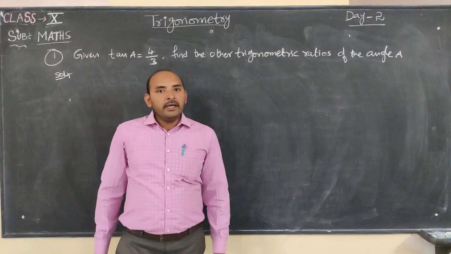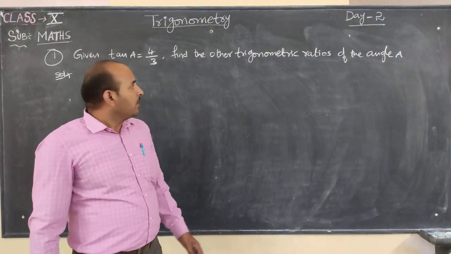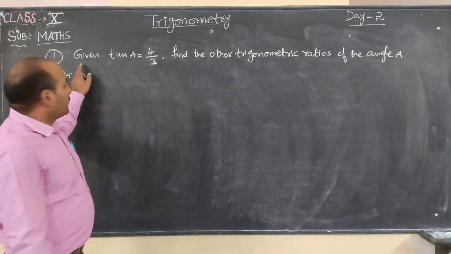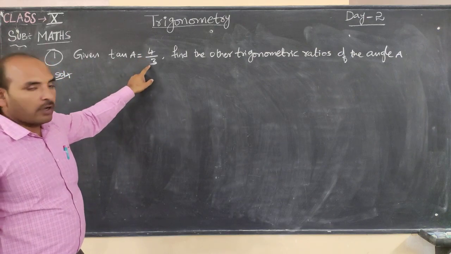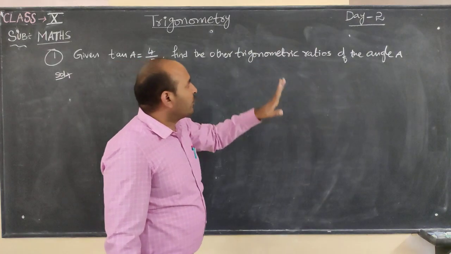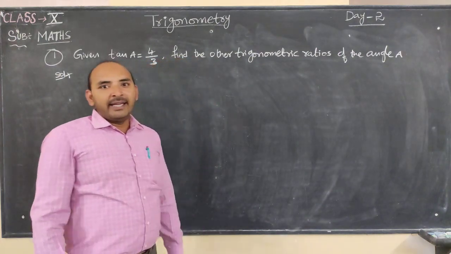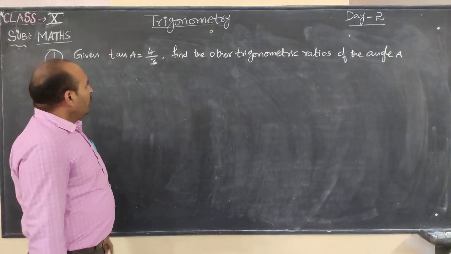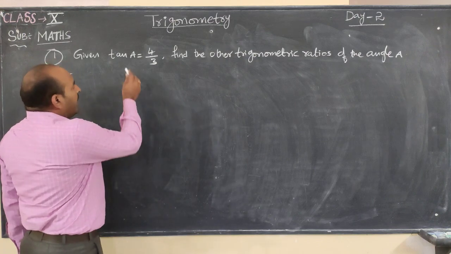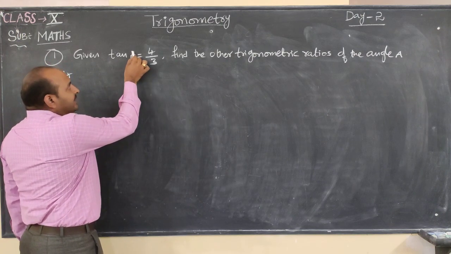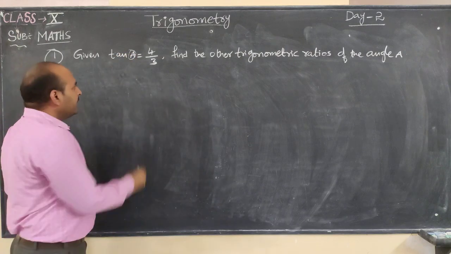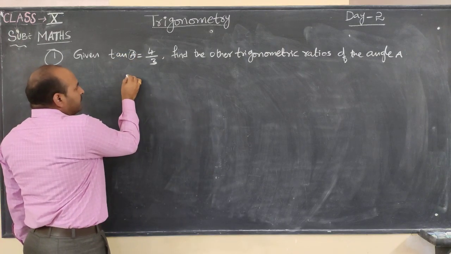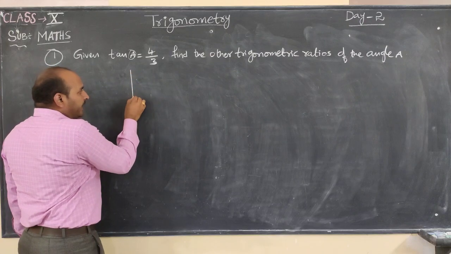Now coming to some exercise problems. Question number 1. Given tan A is equal to 4/3, find the other trigonometric ratios of the angle A. So now let us take a triangle, with the angle exactly at capital A. In the right angle triangle, let us take one right angle triangle.